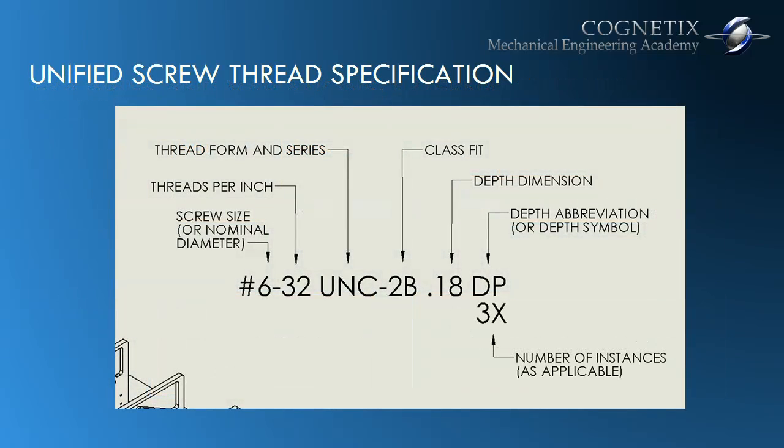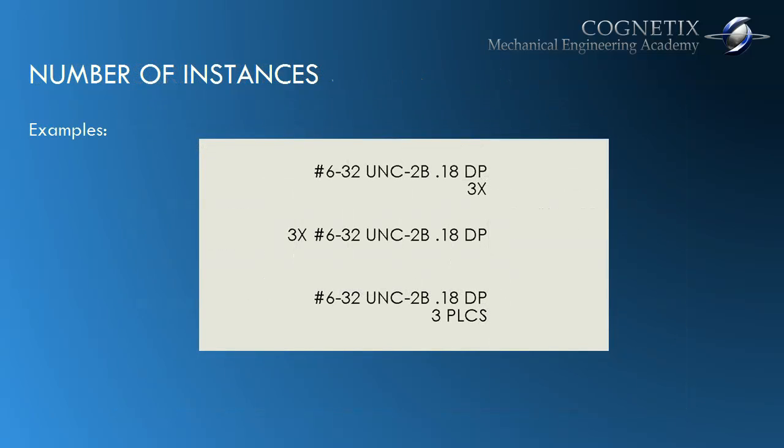So we're done with the majority of the thread specification. What we have left now is how to express the number of instances of a thread. Here are 3 examples of the exact same thread with the number of instances expressed in different ways. The first one, we have a number 6-32 UNC 2B, 0.18 deep thread, 3 times. So there are 3 instances of this threaded feature.